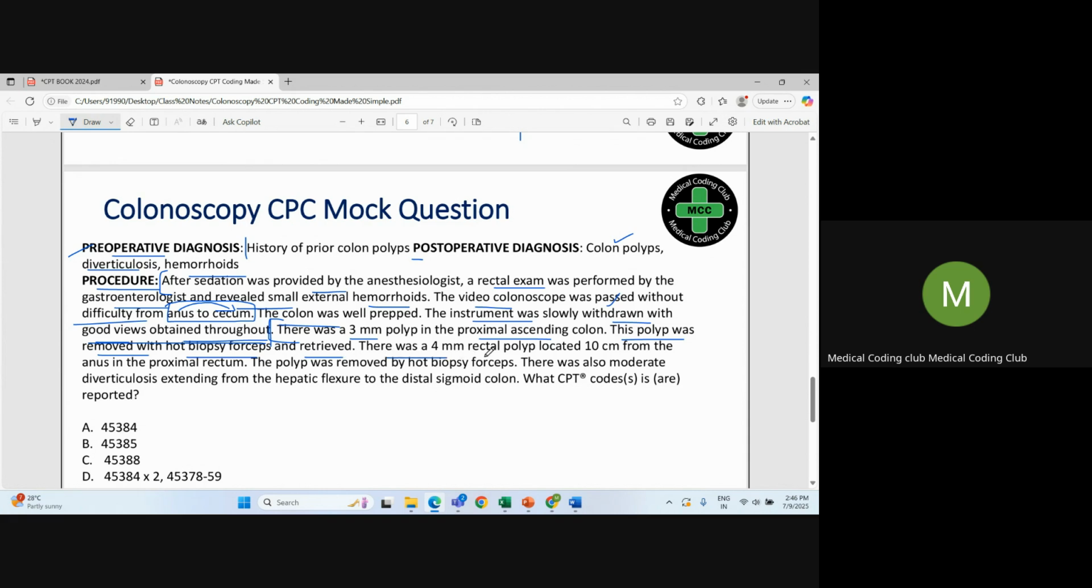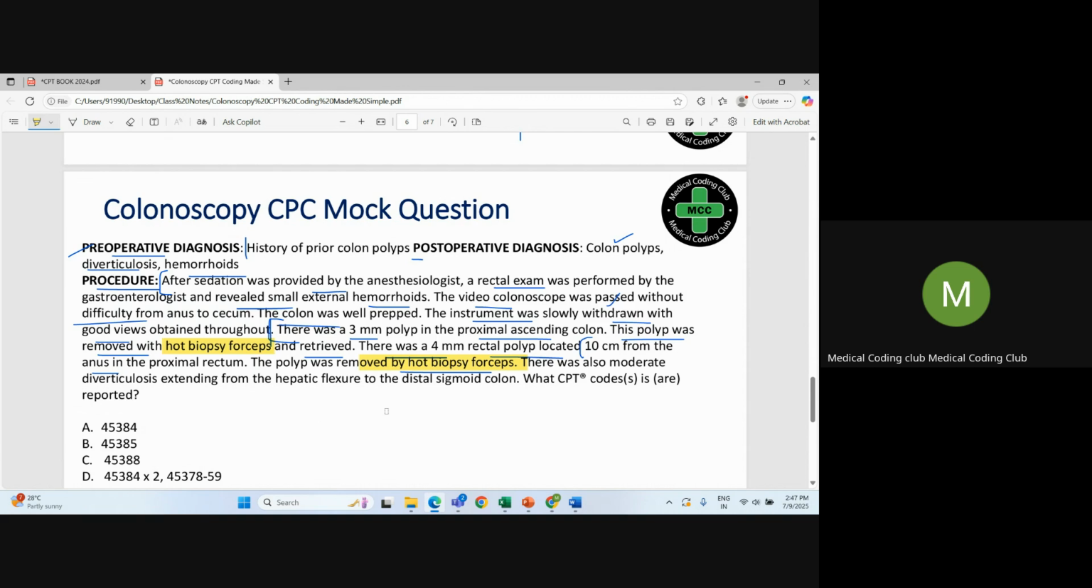There was a 4 mm rectal polyp located at 10 centimeters from the anus in the proximal rectum. So totally there are 2 polyps now. The polyps were removed by hot biopsy forceps. Okay, 2 polyps removed, but you need to check which technique was utilized. For the first polyp they used hot biopsy forceps, and the second polyp was also removed using hot biopsy forceps technique. That means 2 polyps removed using hot biopsy forceps technique.